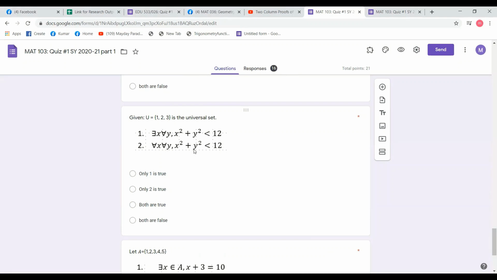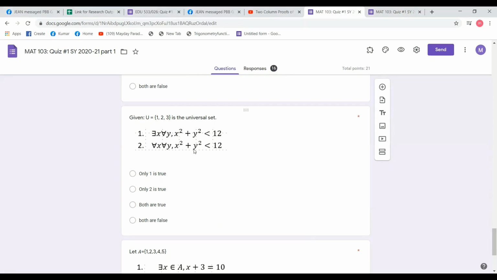So it says here there exists x, for all y. Let's say if y is 1 and x is 1, so 1 plus 1 is less than 12. That's correct. For all y's, we are going to test it with 2. So 1 plus 4 is 5, less than 12. So that is also true. If y is 3, let us say x is 1, so 1 plus 3 squared, it's 9, so that's 10, less than 12. So that is a true statement. So therefore, 1 is true.